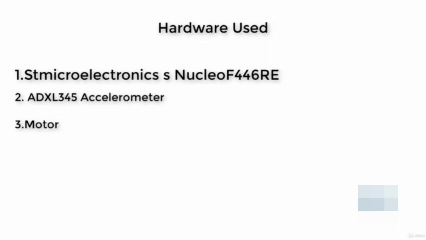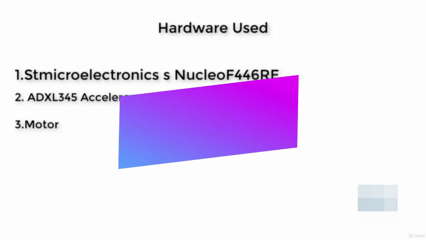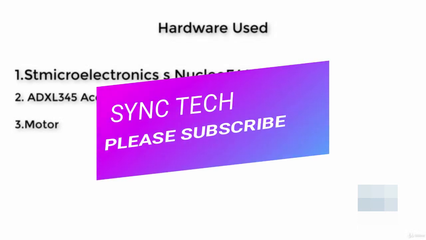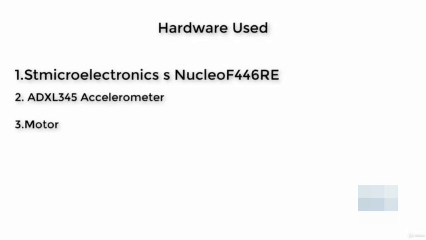We have used the ST Microelectronics Nucleo F446RE development board, which will work as our embedded AI device to infer the results by analyzing the G values of X, Y, Z axis coming from the accelerometer sensor via I2C. We are using the ADXL345 accelerometer. And with this, we also need a motor to produce the vibrational data for training and inferring the results on.